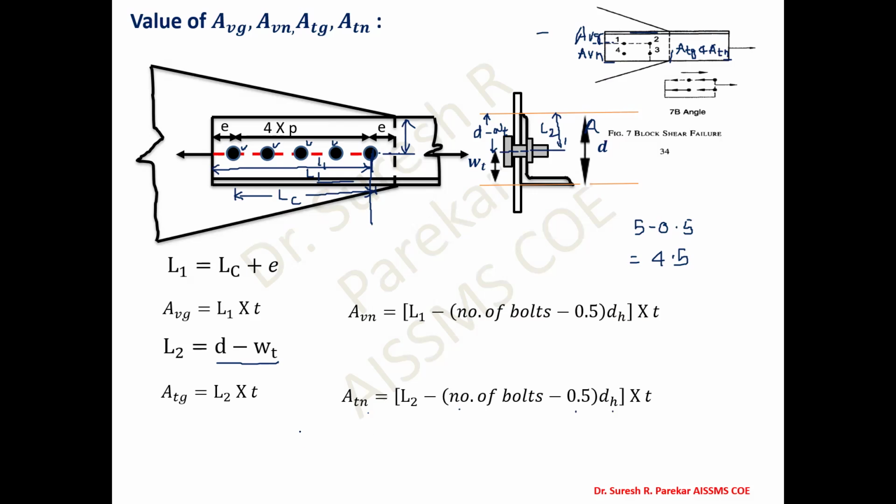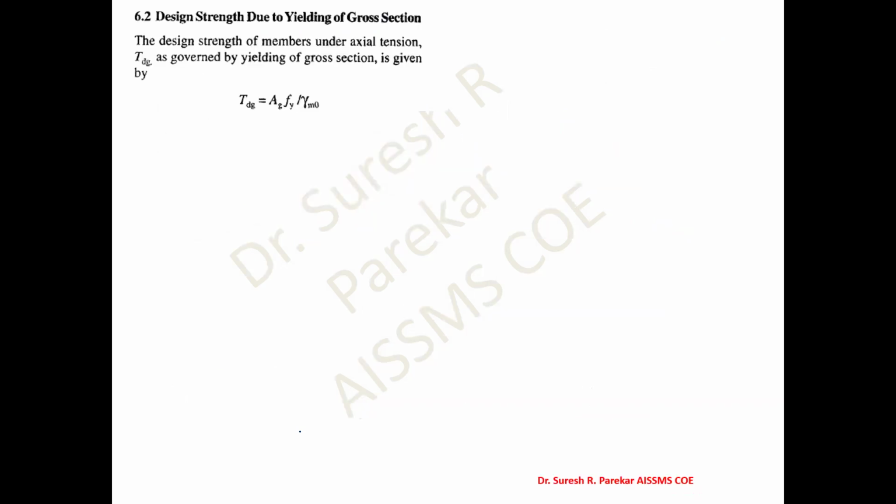Likewise, we will get these values: AVG, AVN, ATG, ATN. And then we have design strength. Due to yielding of the cross section, AG is not the required one, it is AG provided. Keep in mind, whichever section you have provided, you have to consider AG provided of the selected section. We know everything in this. AG we have to take from IS 808, Fy, and we know gamma m0 is 1.1.